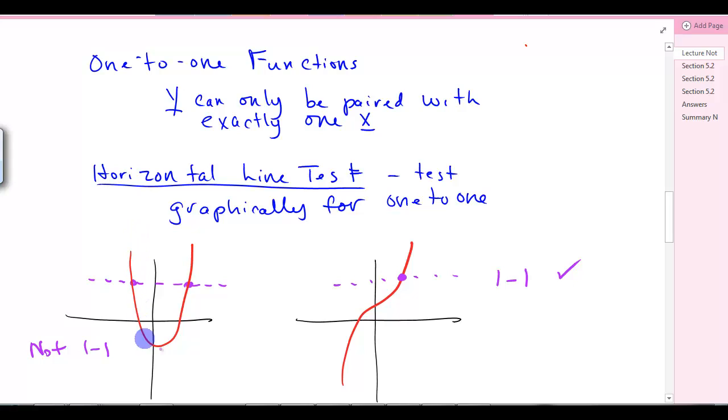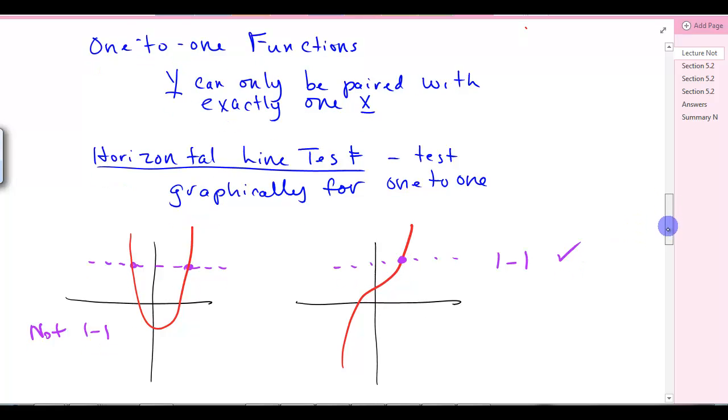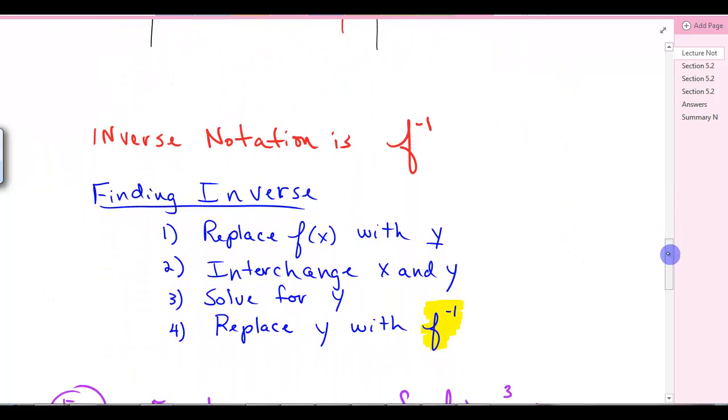So here's a picture. This is a function, but if I draw a horizontal line through it, it's not one-to-one. Here's another one. That's a function, but is it one-to-one? Yes, it is, because it only hits it one time when we draw that horizontal line. Okay. Now, the inverse notation is f with a -1 here, but that's called f inverse.